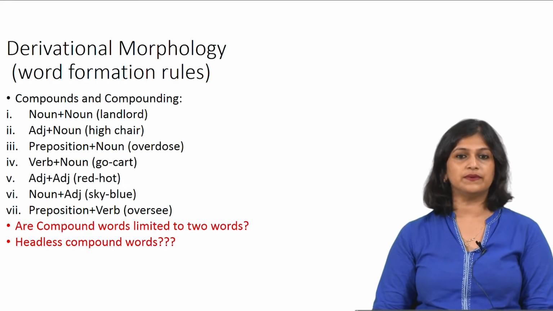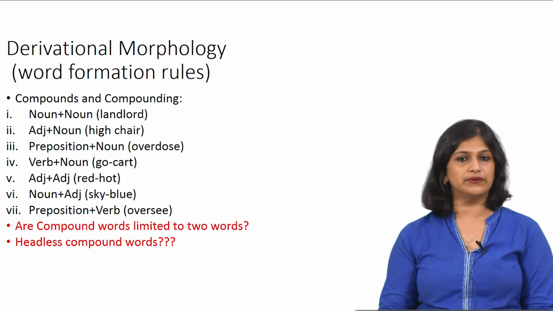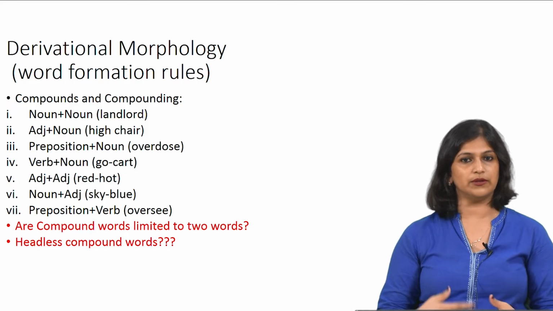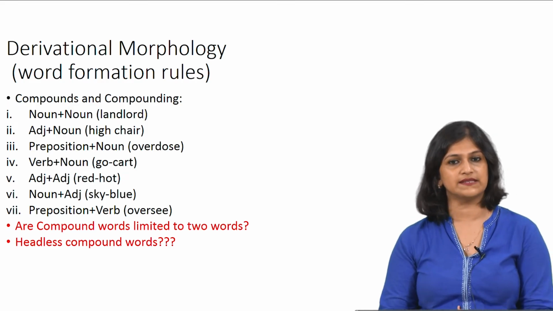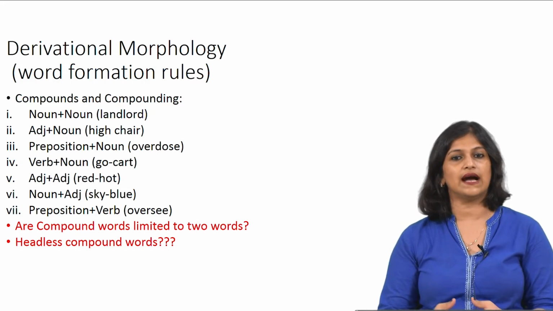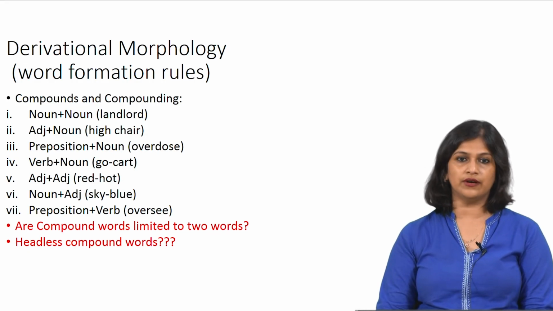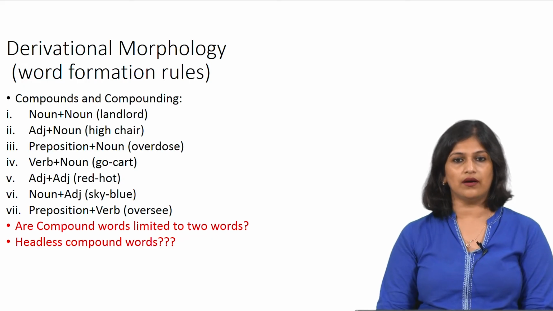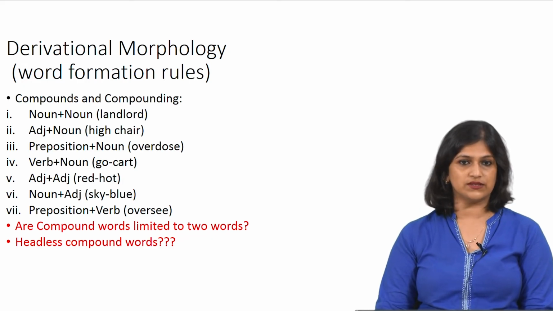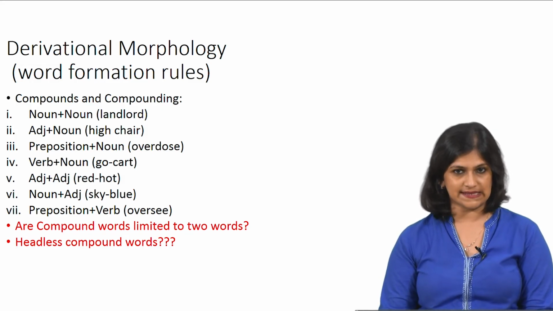Then you have noun plus adjective. Noun plus adjective will have sky blue. In sky blue, sky is the noun and blue is the adjective. In the previous instance we had adjective plus noun like high chair. In this case it is noun plus adjective, sky blue. Both the combinations are possible in case of morphology. Then we have preposition plus verb, and the example I have here is oversee. Which one is the preposition here? The preposition is over and the verb is see, right.